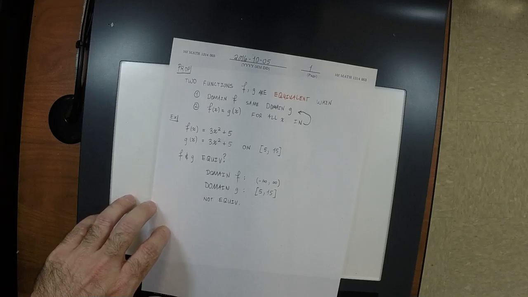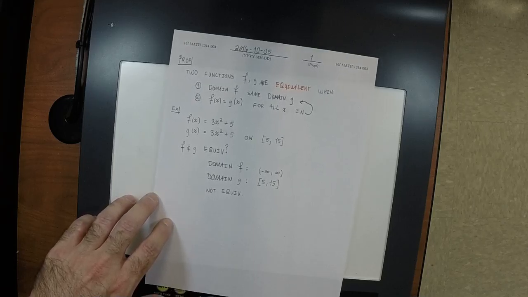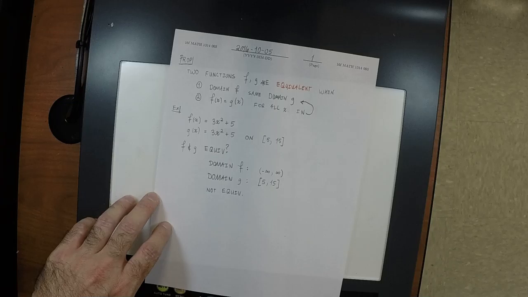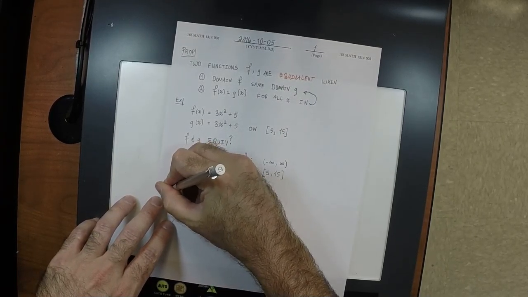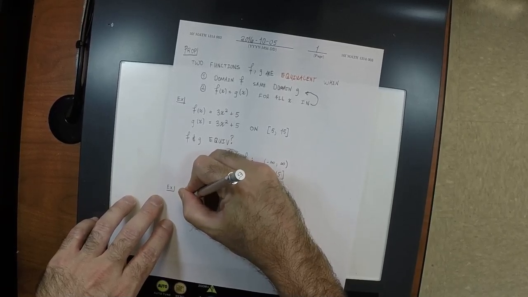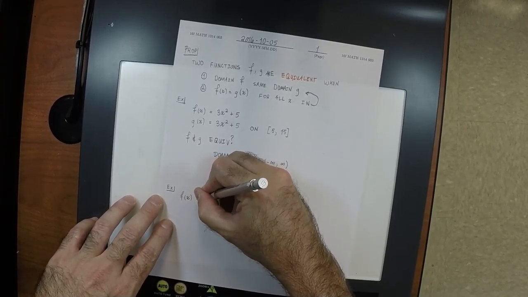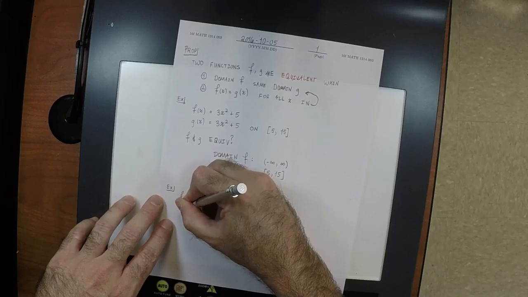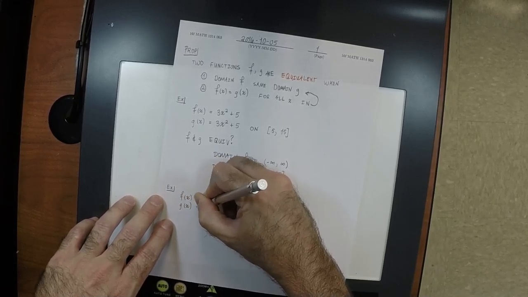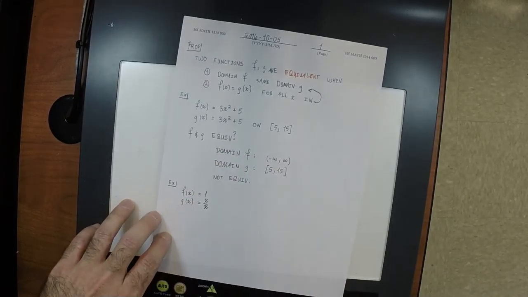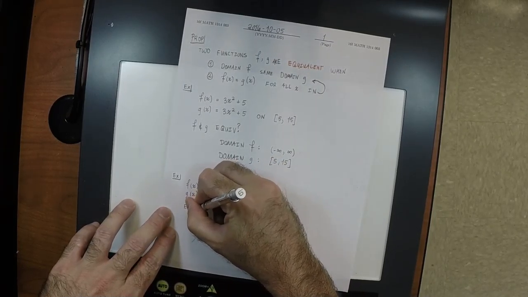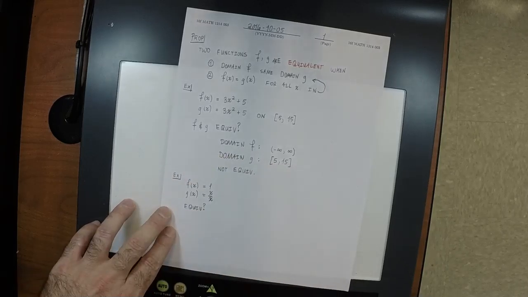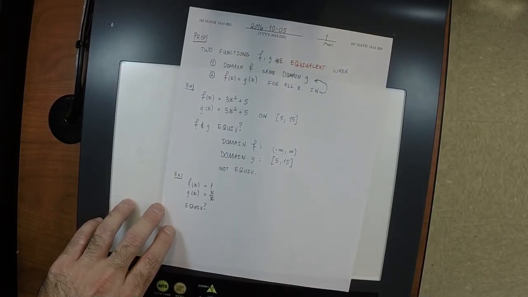Any question about this one? Okay. How about this F and G? F of x is 1, and G of x is x divided by x. So are these equivalent? No, they're not.